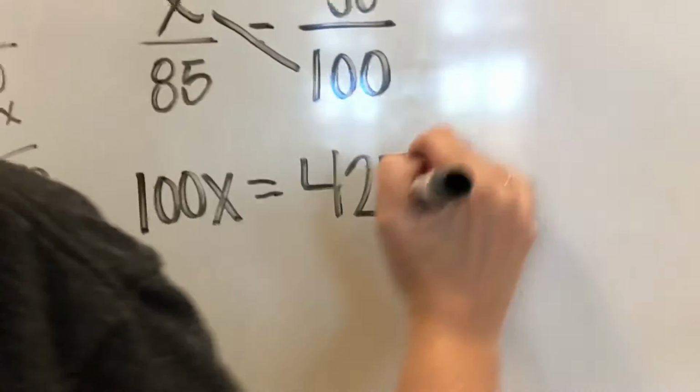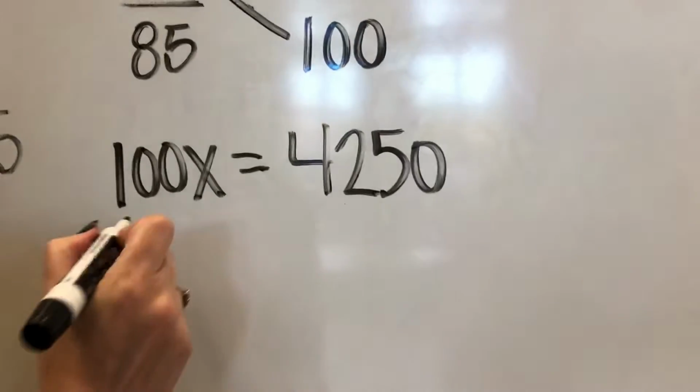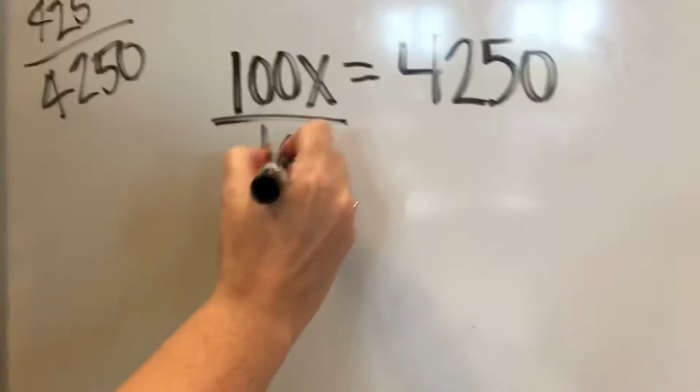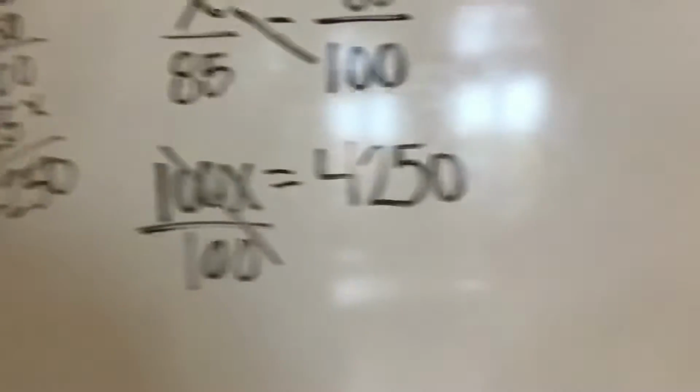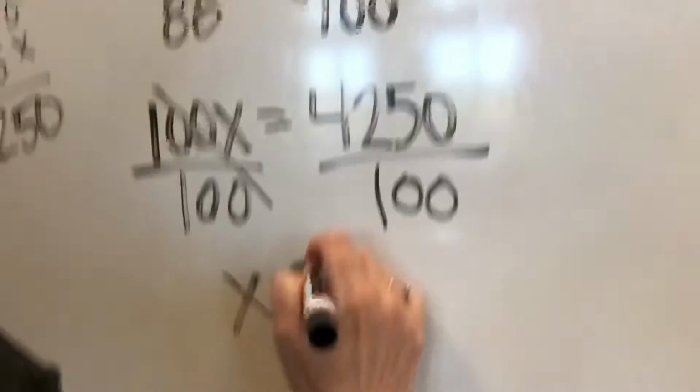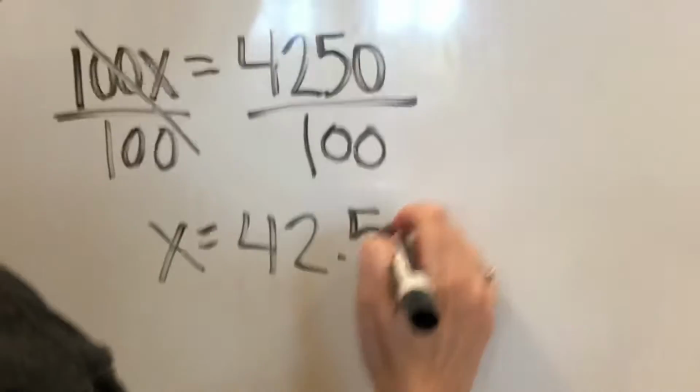4,250. Awesome. I have some helpers in here today after school, as you guys can tell. I'm going to divide the x by 100. That's going to cancel out that 100. And I'm going to divide this side by 100. X is equal to 42.5.